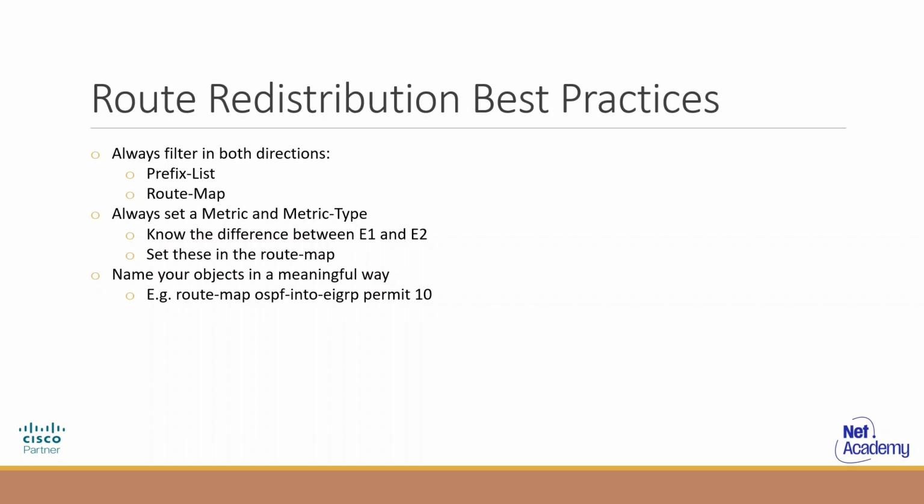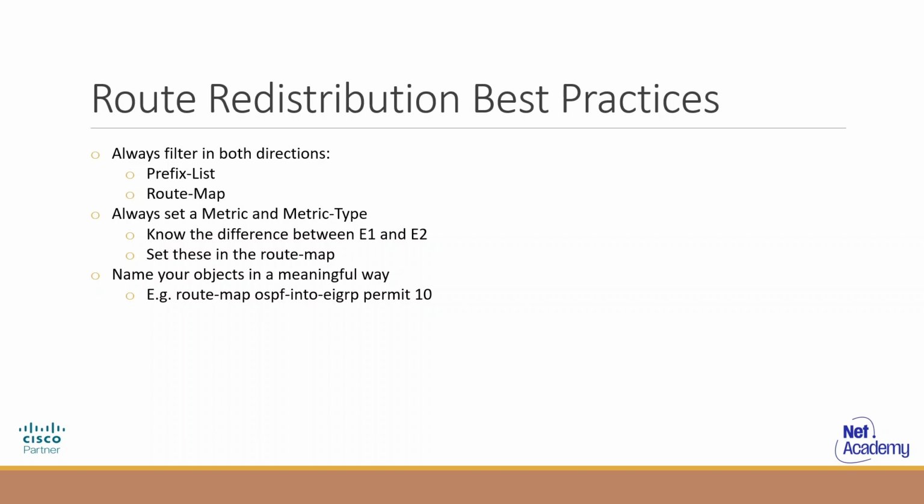And I like to set the metric and the metric type in a route map. So if I need to change them, I just change it in the route map and it applies to the prefixes that are being redistributed. I'm a big fan of route maps in general, so I leverage them as best I can.